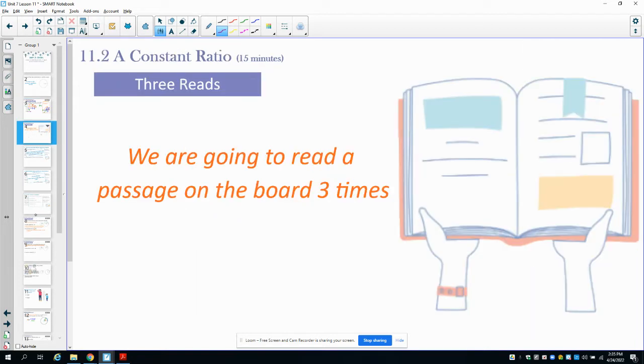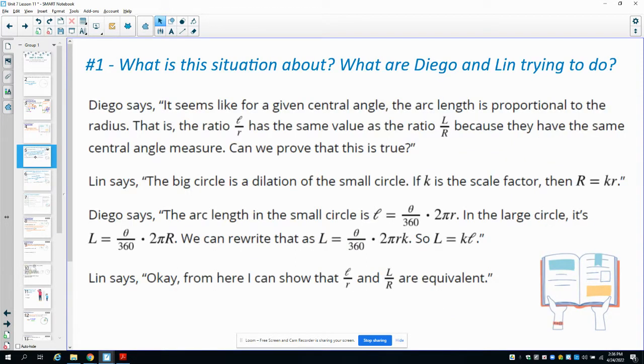All right, then in activity 11.2, we're actually going to get a whole script to read between Diego and Lynn. And we're going to read over this script 3 different times, and I'm going to have you look for something different each time. So you'll be able to read it out of your book. You can also pause the screen and read it on the screen if you would like to. So this first read through, what I would like you to do is read this whole script. And while you're reading, look for what the situation is about. So what are Diego and Lynn trying to do? So go ahead, pause the video, read that, then come back.